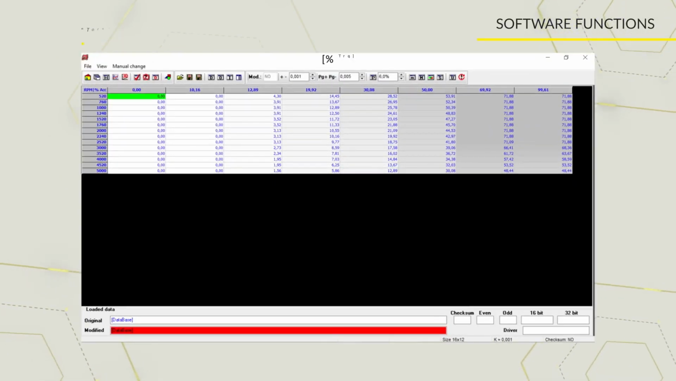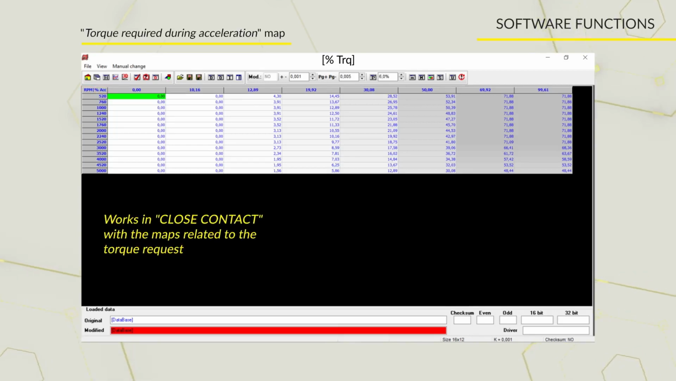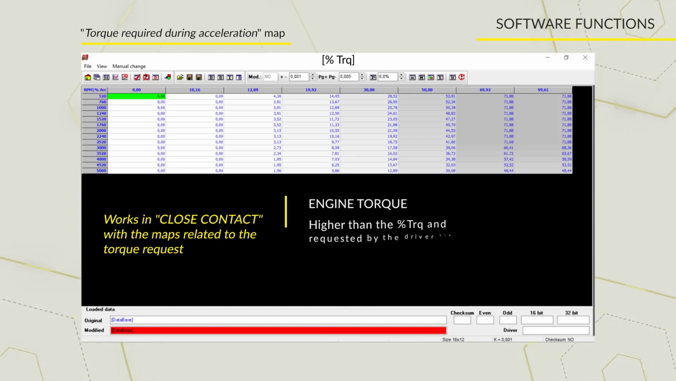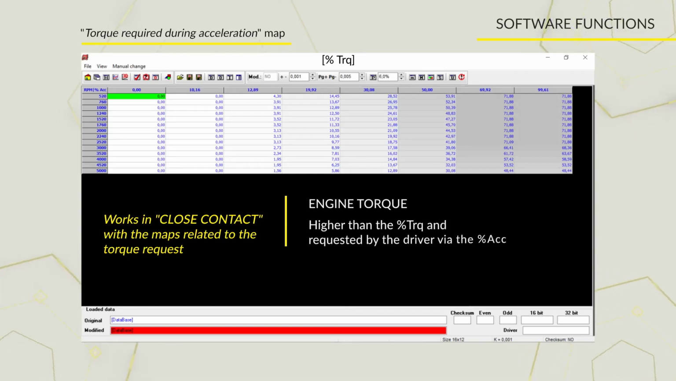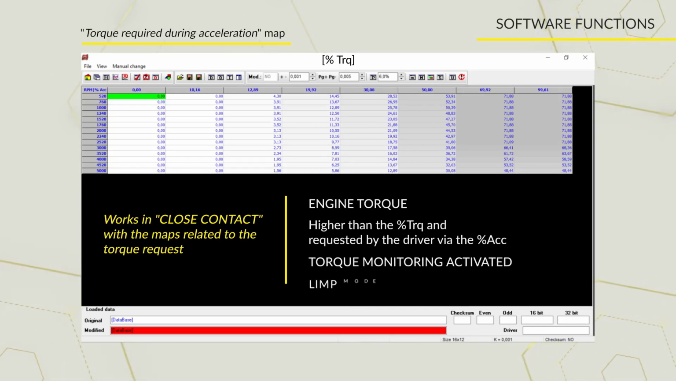This other map, called the torque required during acceleration map, on the other hand, represents a percentage of maximum allowed torque as a function of the engine speed and the percentage of accelerator pedal pressed, and works in close contact with the maps related to the torque request. We can therefore say that if the engine torque, calculated internally by the control unit, is higher than the percentage defined by this map and requested by the driver via the accelerator pedal, torque monitoring will be activated, and vehicle operation will be set in limp mode.